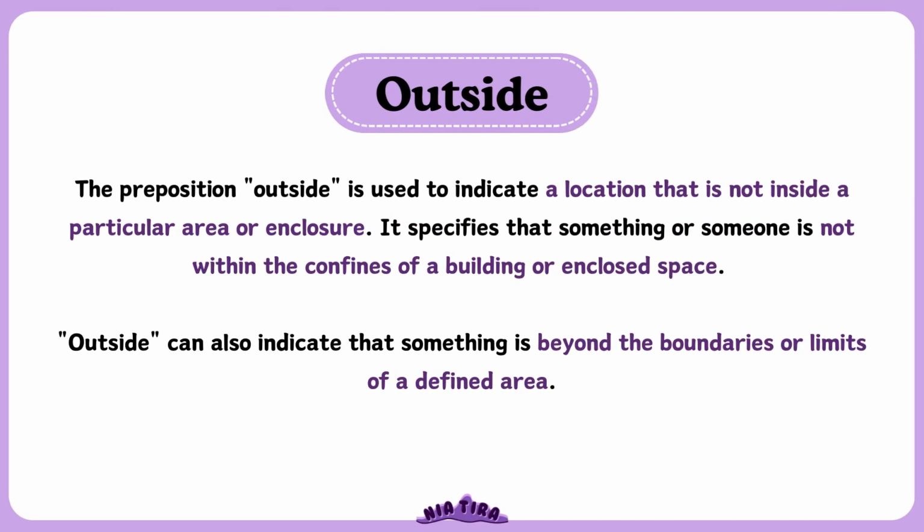The preposition outside is used to indicate a location that is not inside a particular area or enclosure. It specifies that something or someone is not within the confines of a building or enclosed space. Outside can also indicate that something is beyond the boundaries or limits of a defined area.